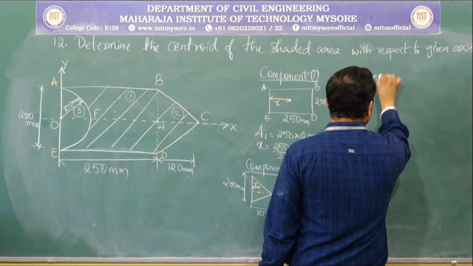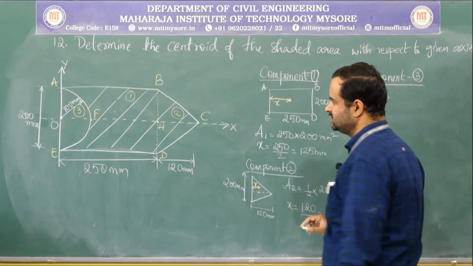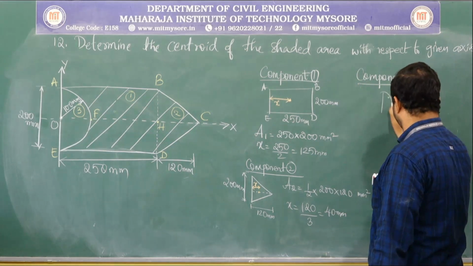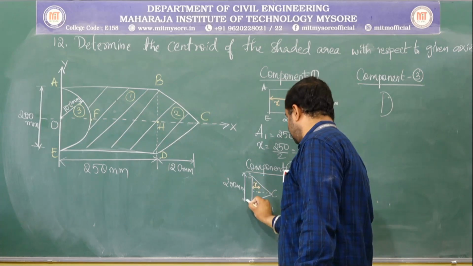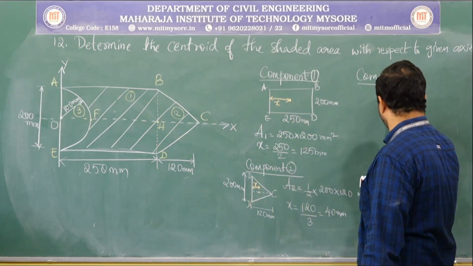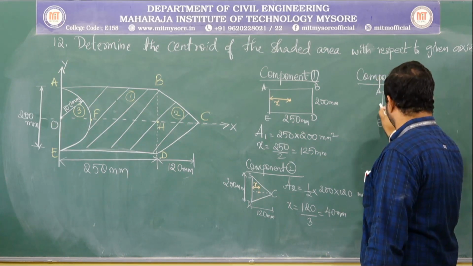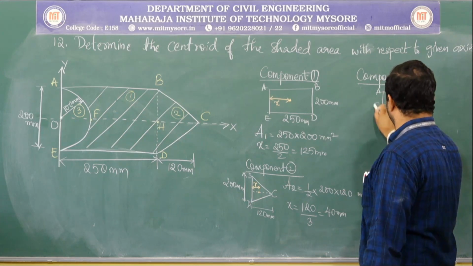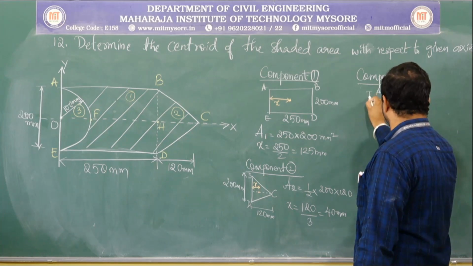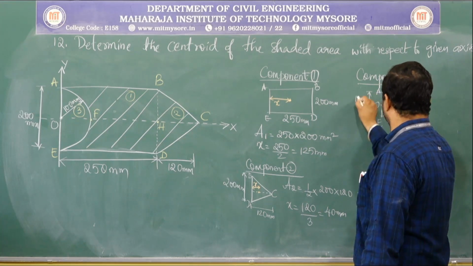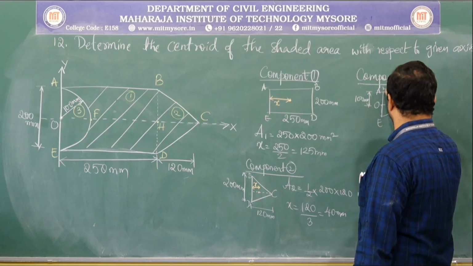Now, component 3. So, component 3 is a semicircle. So, triangle BCD should be named. Now, coming to the semicircle, A, E, point O, this is F, the radius is 100 mm and this is also 100 mm.